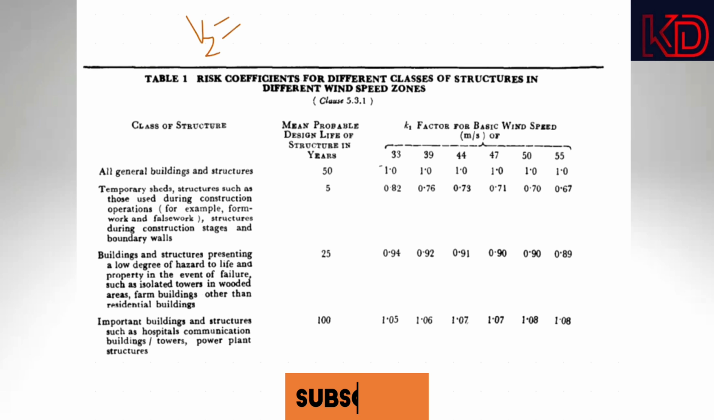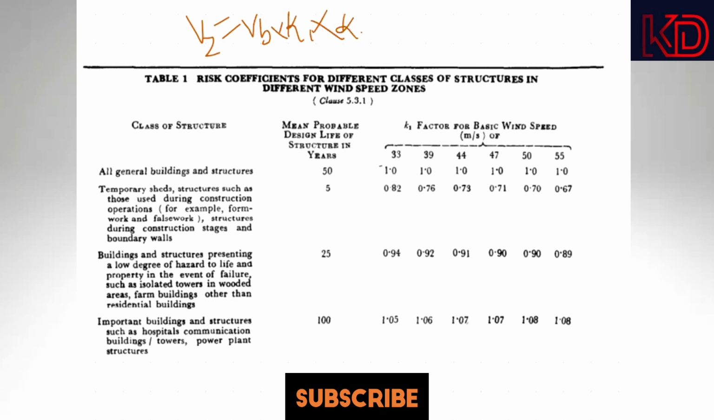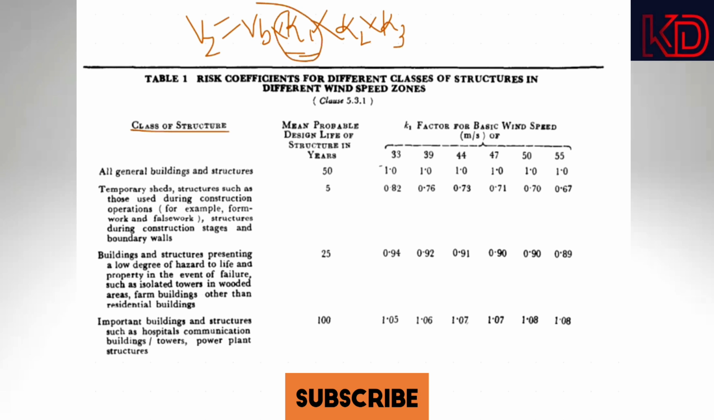In my previous video which I uploaded recently, I have listed this formula, that is VB into K1 into K2 into K3. Where K1 stands for, that we are going to discuss in today's session. K1 is nothing but the risk coefficient. It depends upon the class of structure, then it depends upon the mean probable life for which we are going to design that structure.